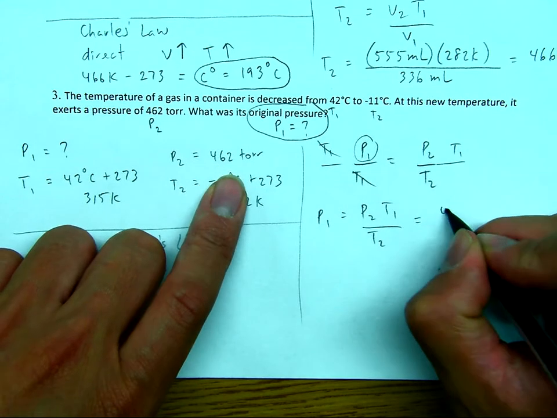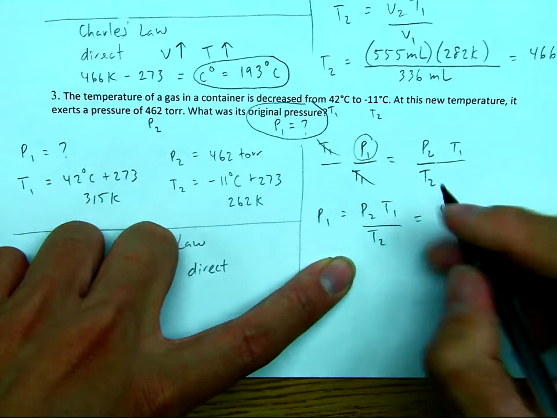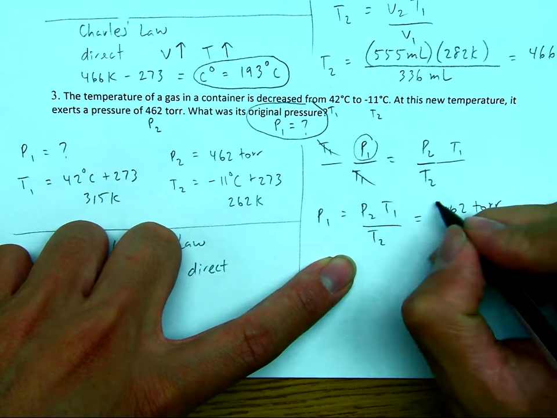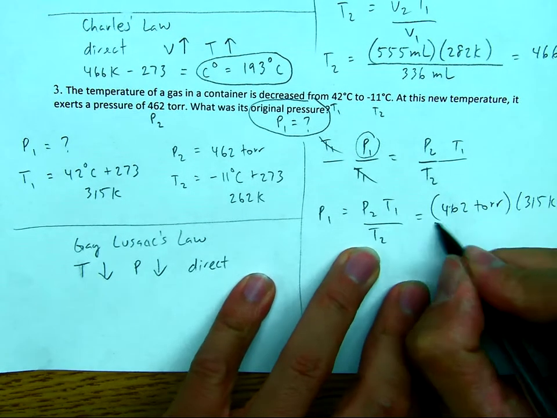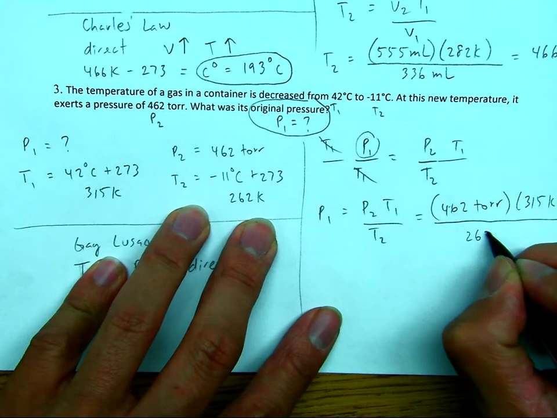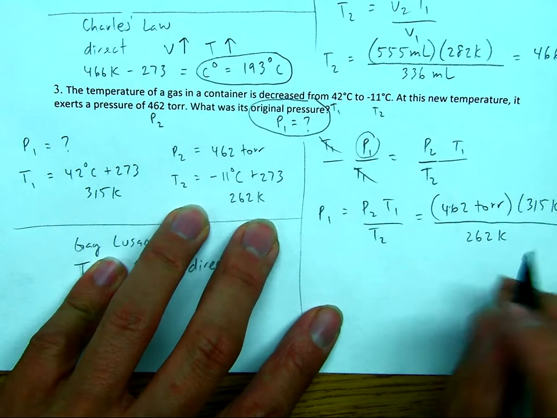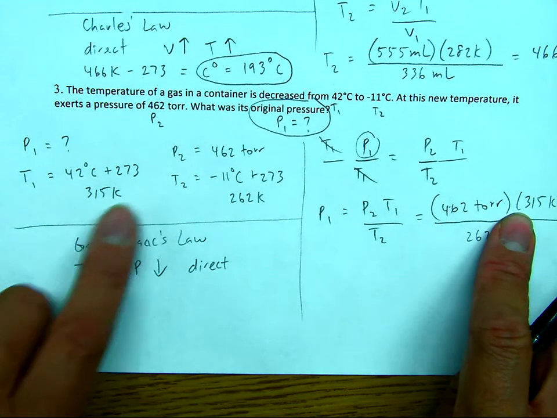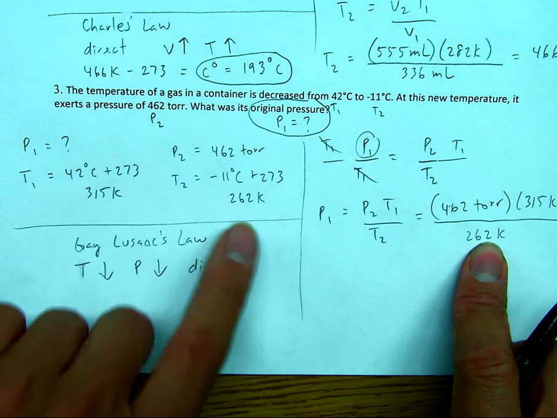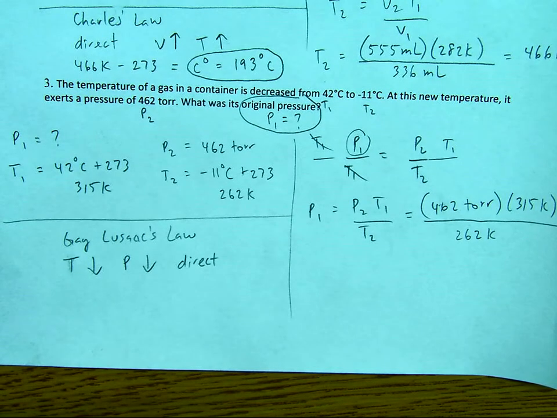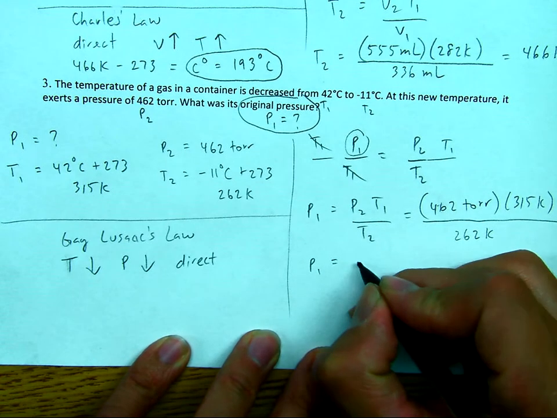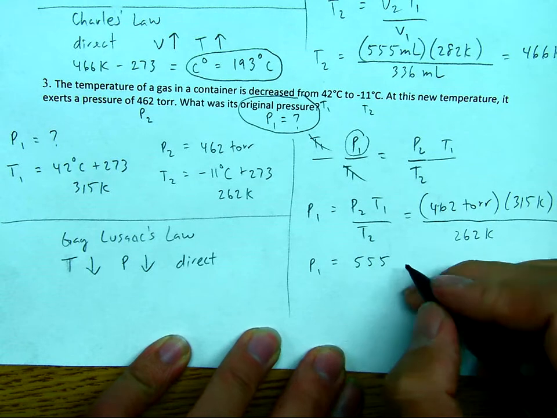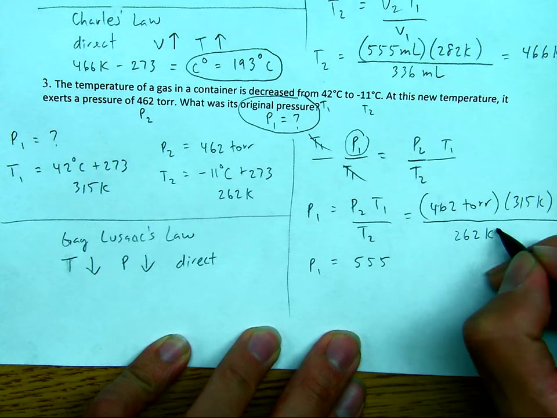So P2 is 462 torr. T1 is 315 Kelvin. We'll divide by T2. T2 is 262 Kelvin. All right. P2, T1, and T2. Okay, cool. So 462 times 315 divided by 262. This will give us P1 is 555. What is the one thing that does not cancel? It'll be the torr.